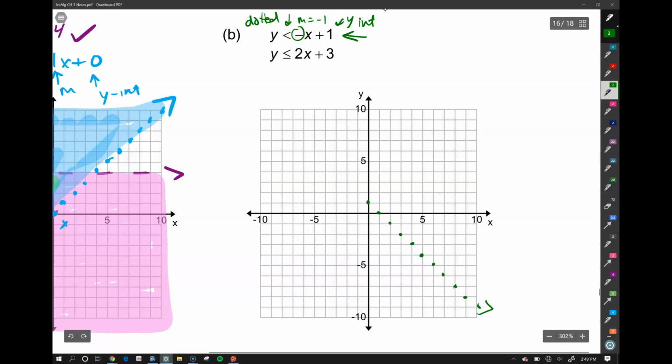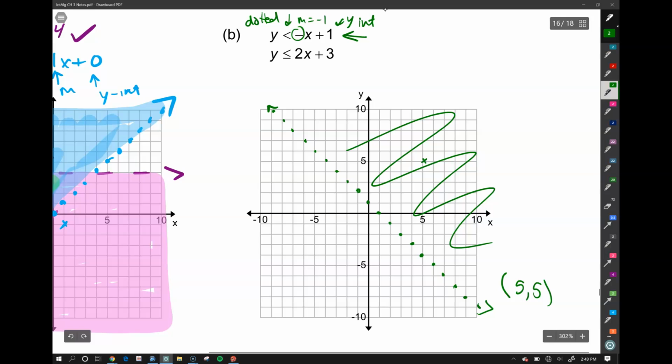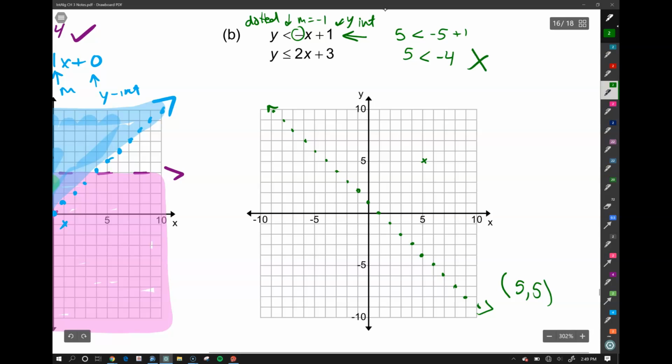Perfect. And then how do I know which side to shade, Jacob? Perfect. So 5, 5 is right here. So we're testing if this whole half right here should be shaded or not. That's what we're about to test. All right, so we'll plug it in. Is 5 less than -5 plus 1? Is 5 less than -4? 5 less than -4? No. Shade the other half. Wonderful. Okay. Pick someone else for the second one.